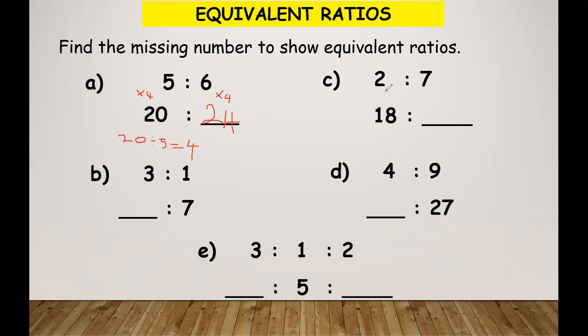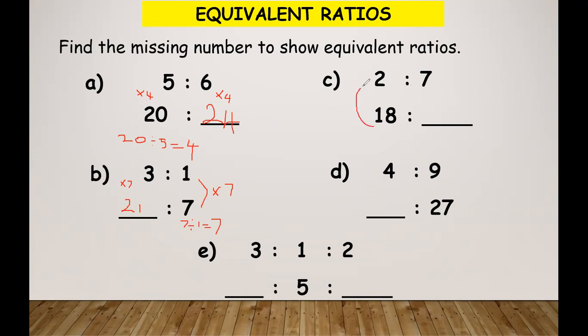Now let's try the next. What do you think we multiplied 1 by to give us 7? Or you can say 7 divided by 1 is 7. So we multiplied 1 by 7. 1 times 7 equals 7, so 3 times 7 equals 21. Therefore, the equivalent ratio of 3:1 is 21:7.